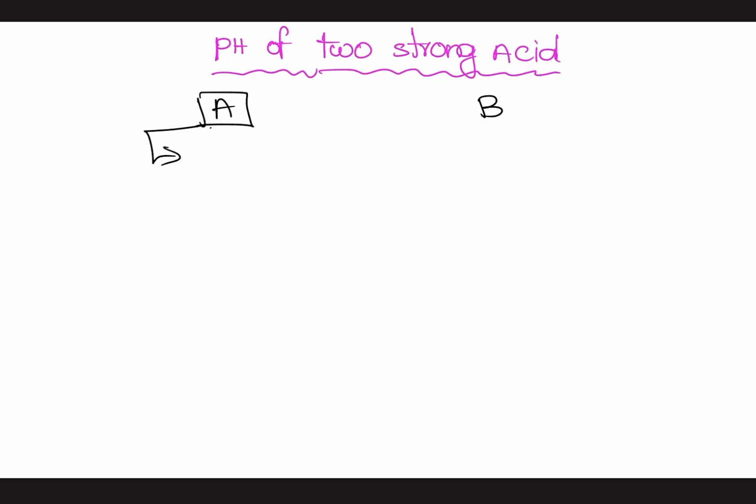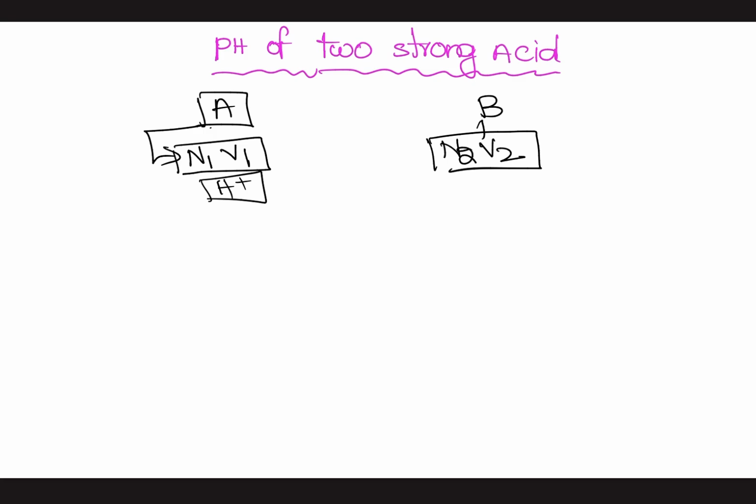First, whatever concentration they have given, we have to convert it into normality. So the concentration of acid A, I am calling N1, and its volume I am calling V1. So N1 times V1 is the H plus concentration of A. B also has a concentration. For example, if they give it in molarity, convert it into normality, which is called N2, and the volume is called V2. Whatever the concentration, we have to convert it into normality. This is the H plus concentration of B.